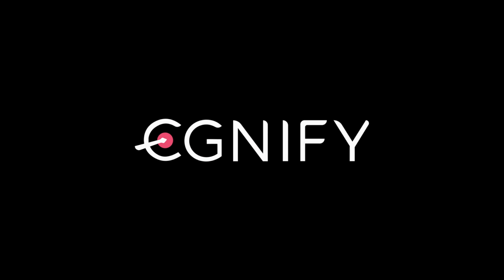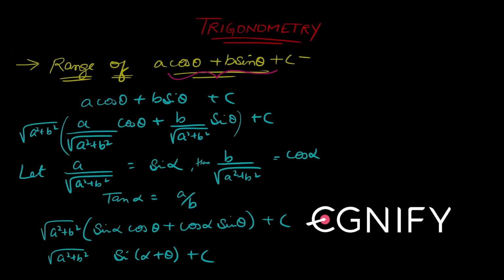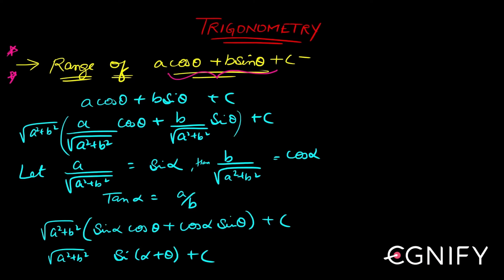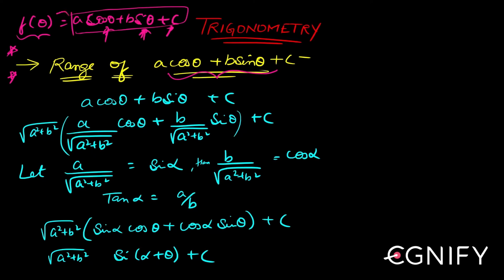Let us try to look at the range of this function: a cos theta plus b sin theta plus c. Remember, it's an important module because a lot of students get confused here. I can write this as f of theta. F of theta is your a cos theta plus b sin theta plus c. You have a constant here and two terms which take theta as input. So if you give theta as input, you get f of theta as your output. This entire thing gives you the output, and I'm assigning that to f of theta.